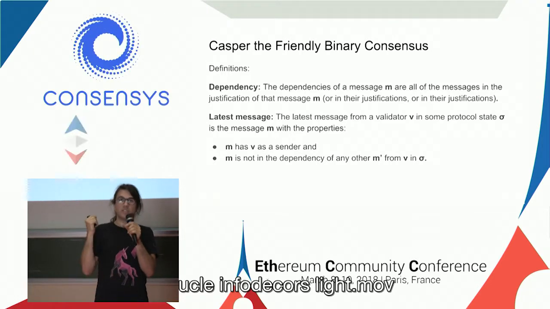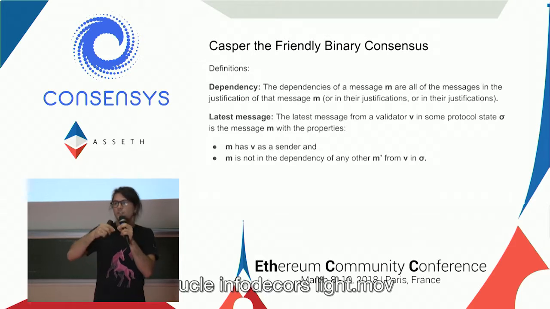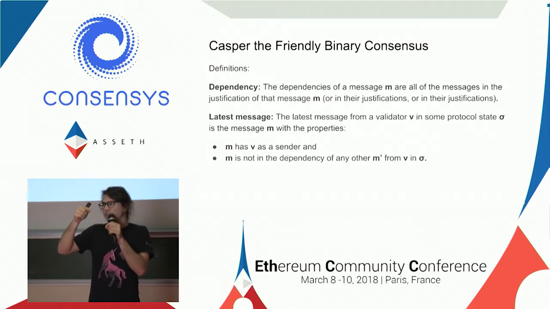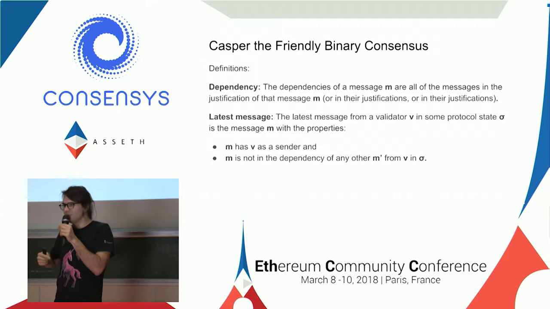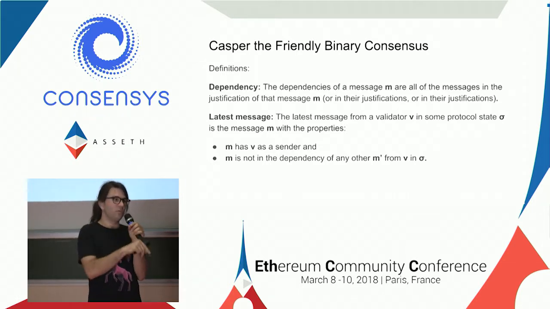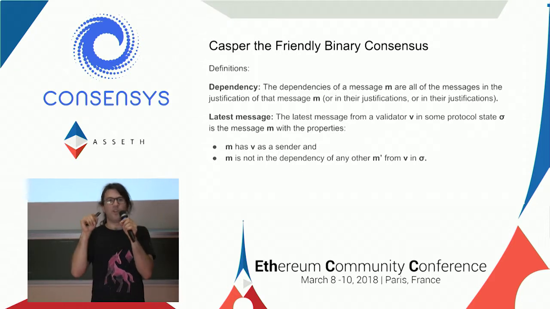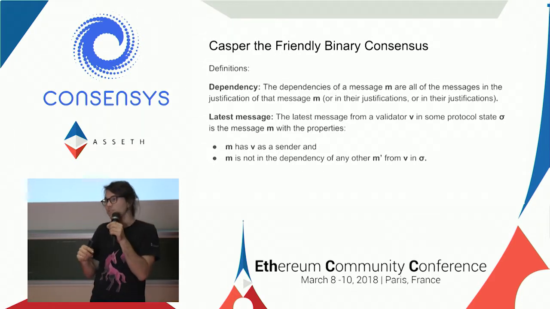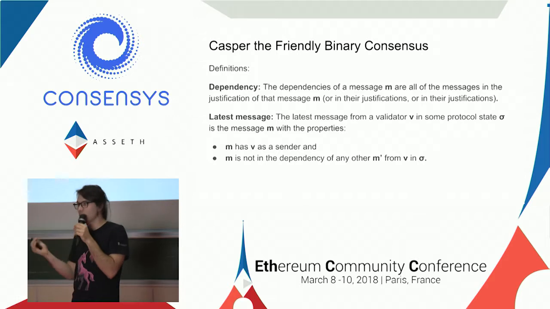A message is called a latest message if there's no message of which it is a dependency. All of these protocols that we're going to look at are only a function of the latest messages from the consensus forming nodes. If you see their latest messages, you'll just ignore all the other ones.